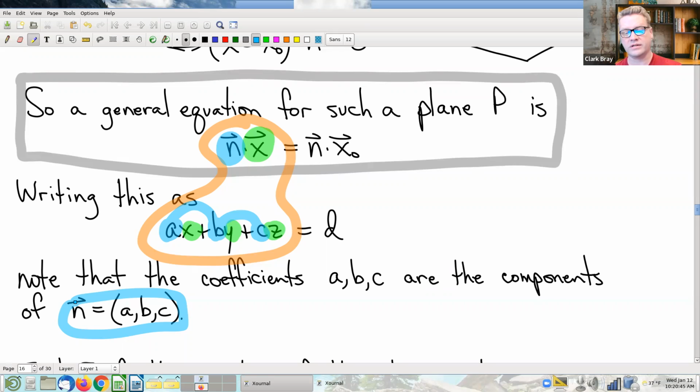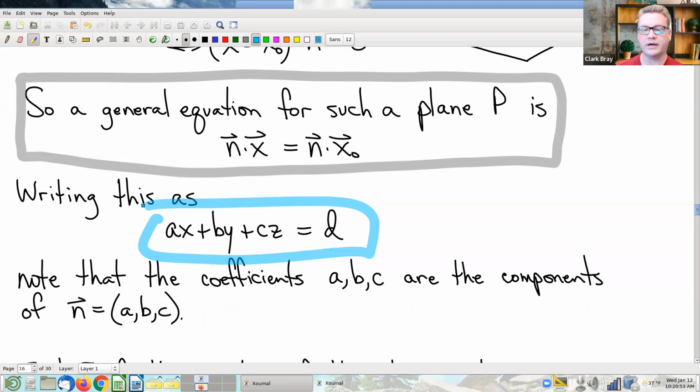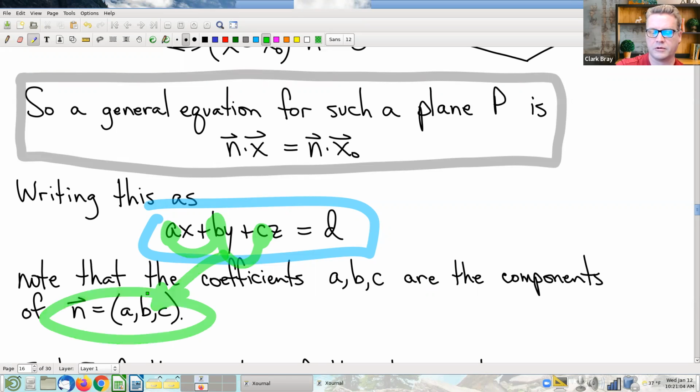But it also works the other way around. If you are not given the normal vector and all you're told is here's my equation, then you can infer your normal vector immediately. You're given this equation. What's the normal vector? Hey, no problem. The normal vector is ABC. So super handy fact about the equation of a plane.